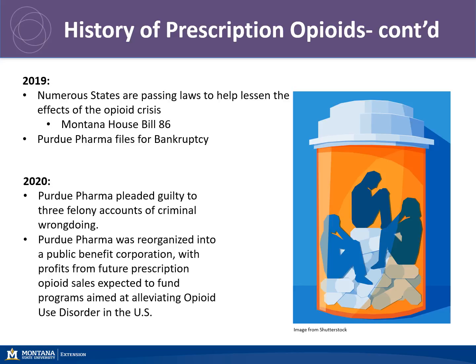According to an article from NPR News published in 2020, Purdue Pharma pled guilty to 3 felony counts of criminal wrongdoing. The company is also likely to be reorganized into a public benefit corporation with profits from future prescription opioid sales expected to fund programs aimed at alleviating opioid use disorder.